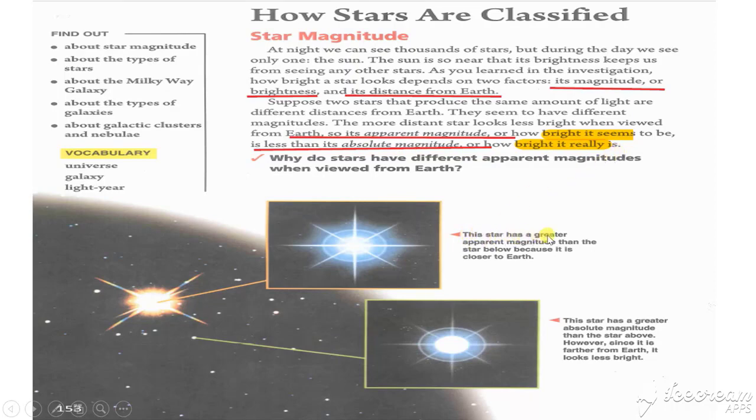This star has a greater apparent magnitude than the star below because it is closer to Earth. This star has a greater absolute magnitude than the star above. However, since it is farther from Earth, it looks less bright.